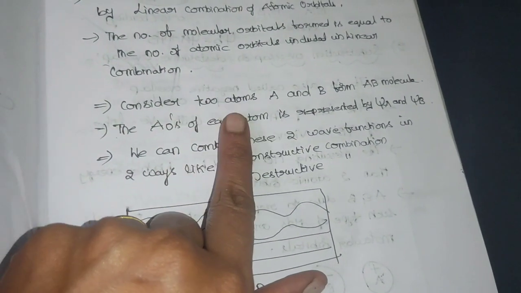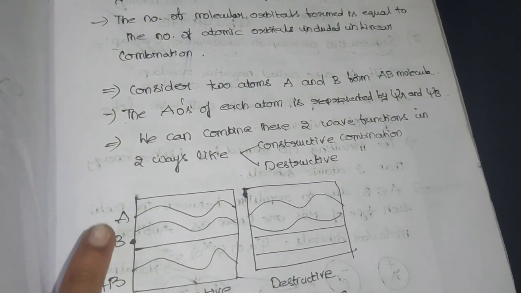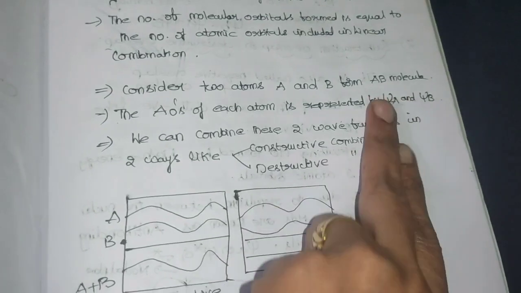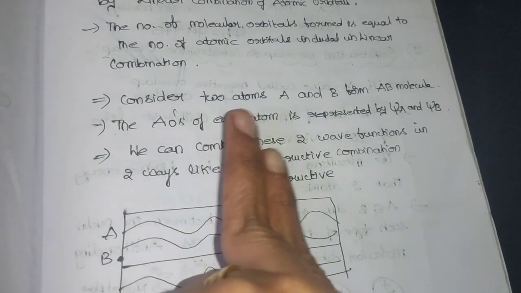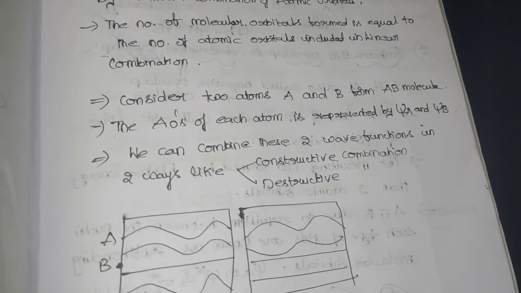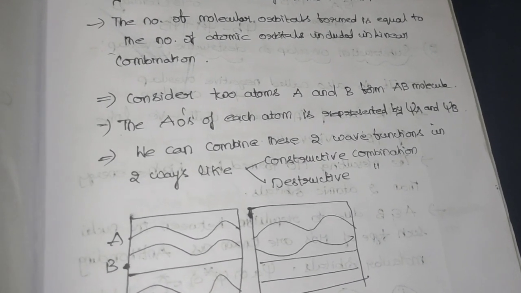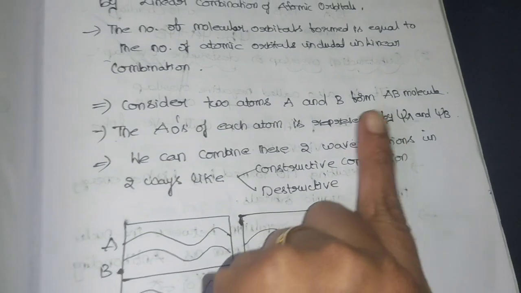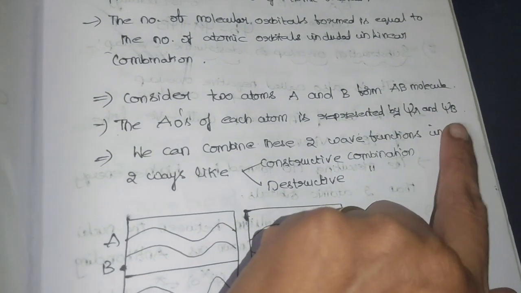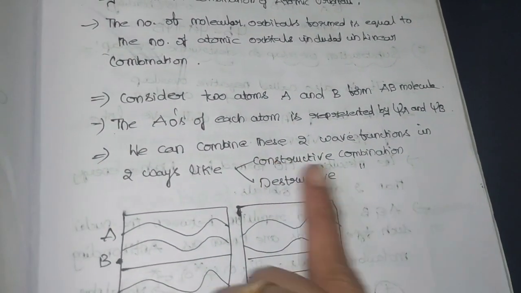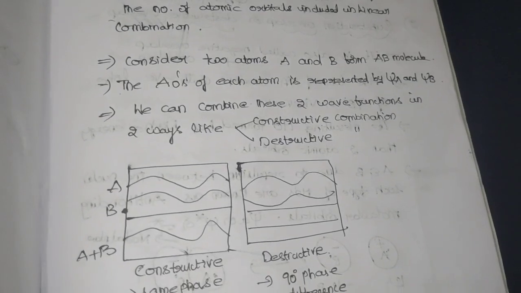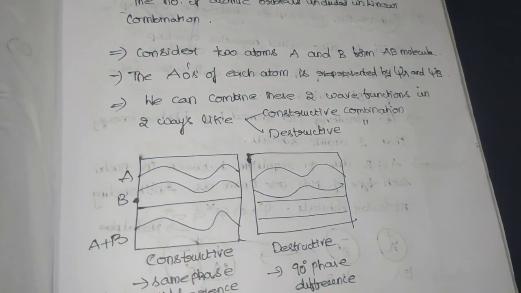Let's consider one example to understand it easily. Let's consider two atoms A and B. When we combine these two, we will get an AB molecule. The electronic configuration in quantum mechanics is described as a wave function. The atomic orbitals of atom A and atom B are psi A and psi B, wave function A and wave function B. We can combine these two wave functions in two different manners: a constructive combination and a destructive combination.